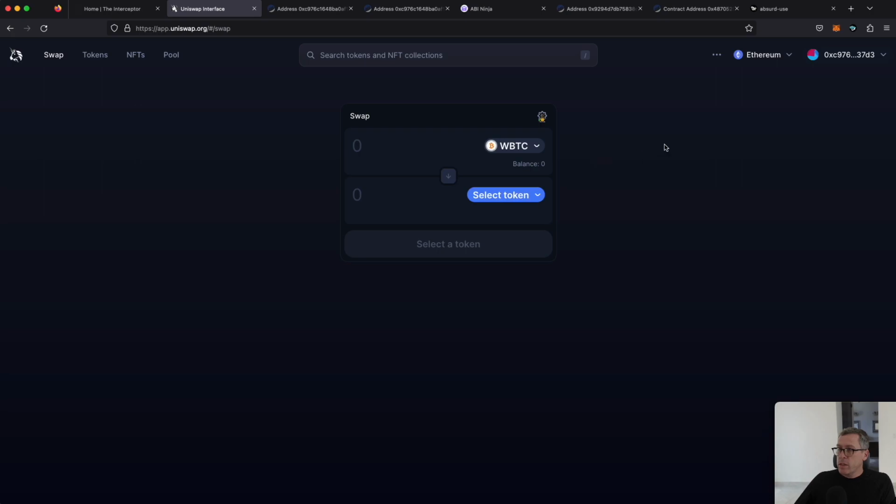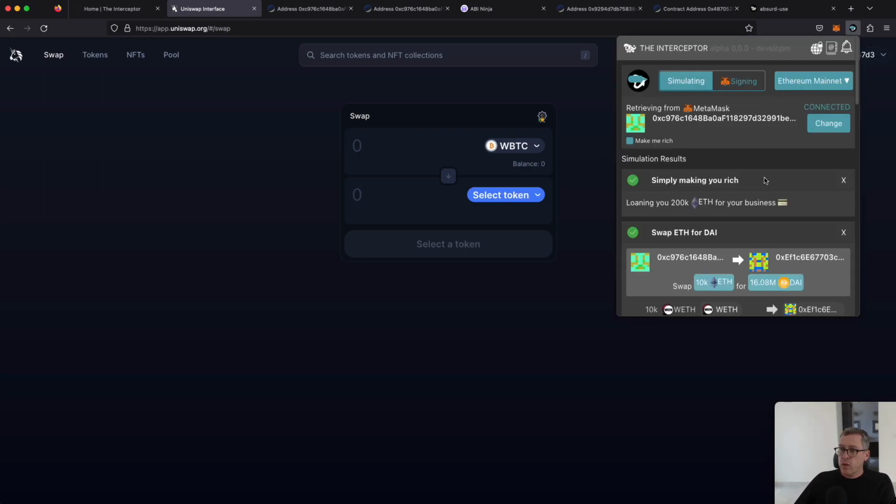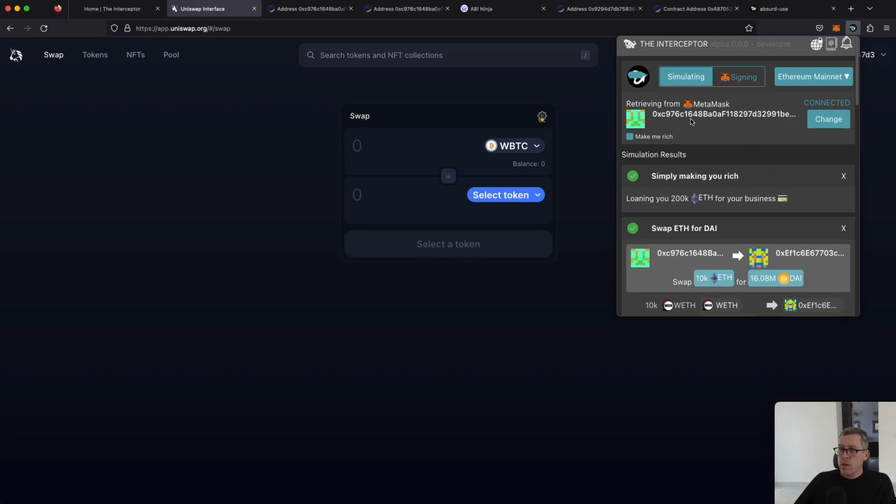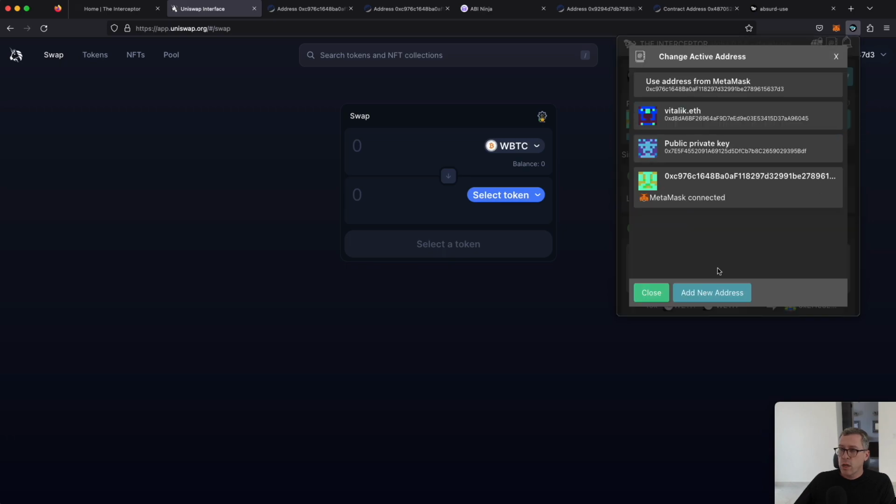The other thing to note here is that because we are in simulation mode and not actually required to sign these transactions to do any of these things, the account that we're interacting with doesn't even need to be our own. We can come here to change. One of the first things that we instrumented was Vitalik's account.